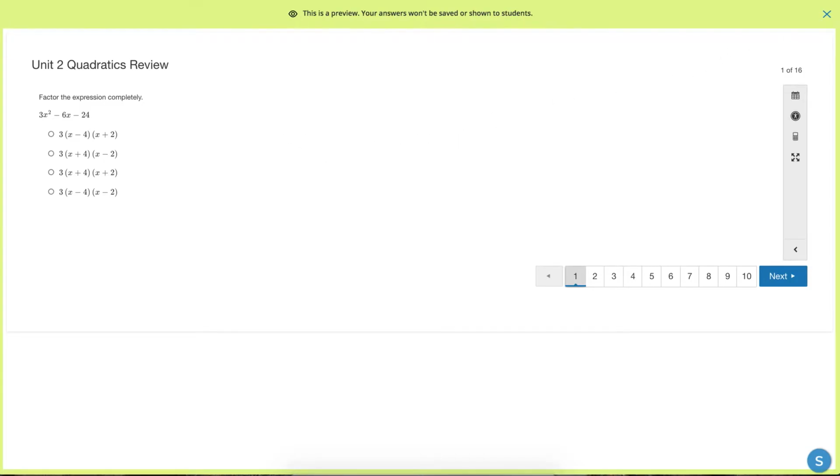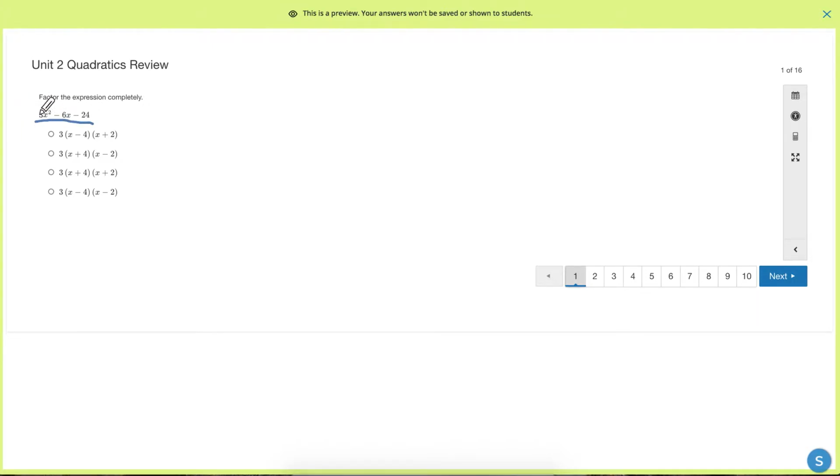Hey everyone, so today we're going to get started on review of Unit 2 Quadratics so that you're prepared for your test. So we'll take a look at the first problem here. We have 3x squared minus 6x minus 24. We need to figure out what we can factor out as our GCF.